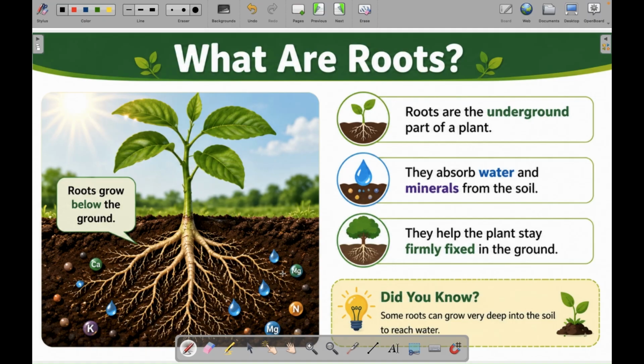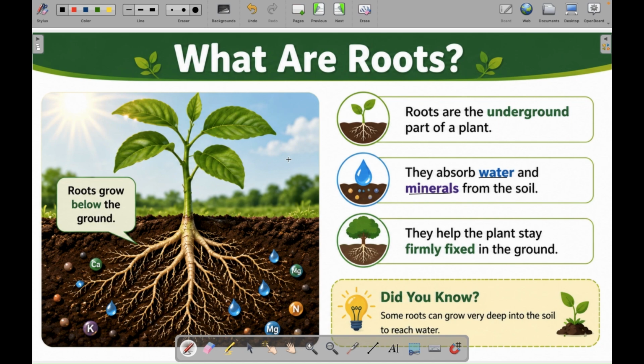Each of the minerals serves different purposes, and that is why plants need minerals. Water has a more major role to play. The first important role is that it helps in the process of photosynthesis, which is the process by which plants prepare their own food. So this is the first use of water in plants.